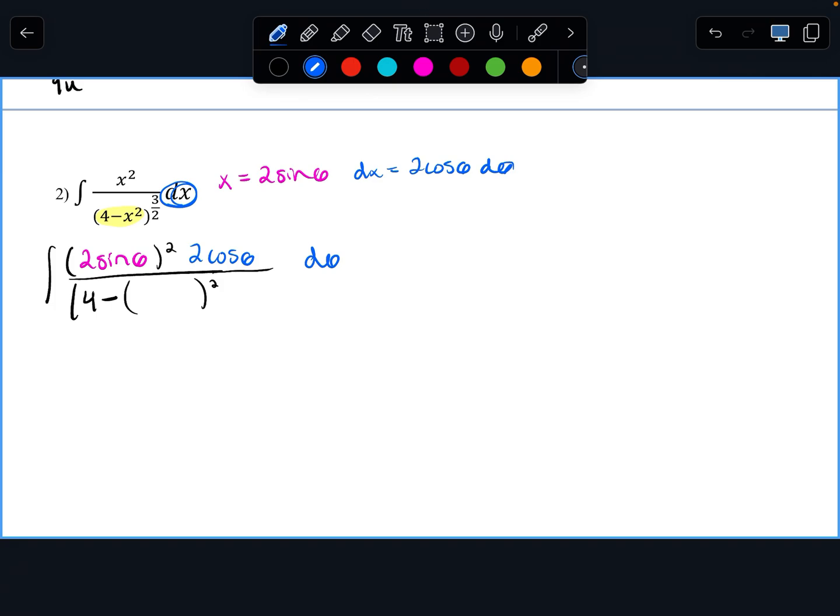All right, so then we've got, wait, where I got to put this back in. So 2 sine theta, and this is all raised to the 3/2. That's going to be fun. We'll be fine. We'll be fine.